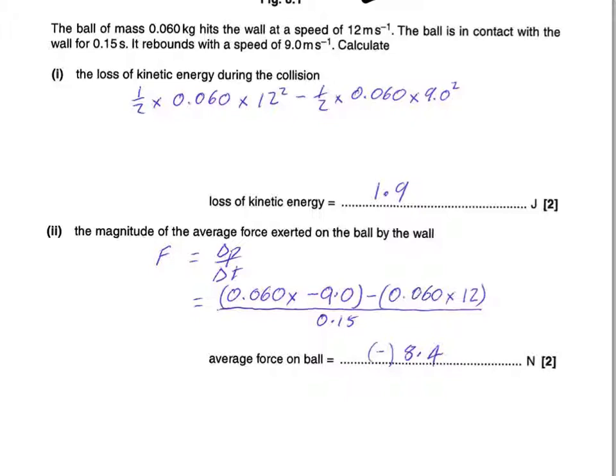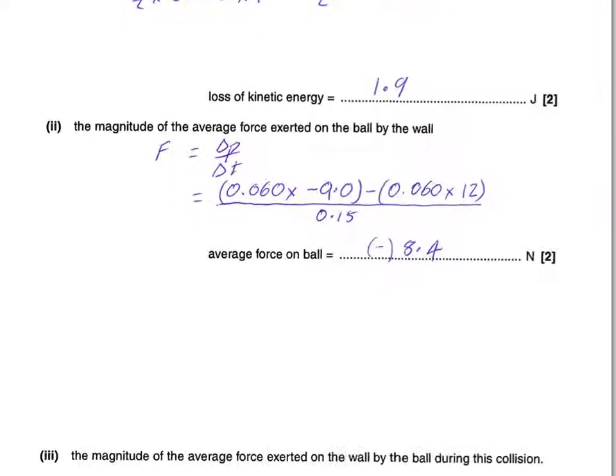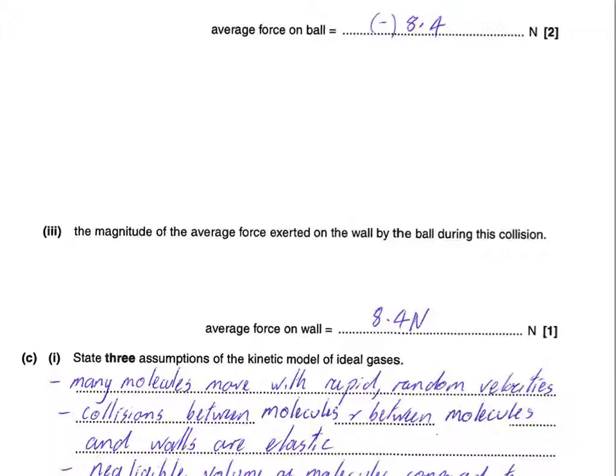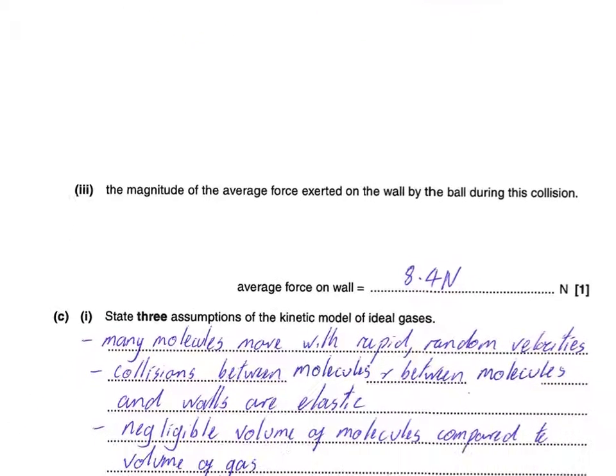0.15, so that gives me the rate of change in momentum, and rate of change in momentum is force, Newton's second law. So that gives me average force on the ball of minus 0.84. However, the question actually asked me for the magnitude, so that minus isn't strictly needed as part of the question. The magnitude of the average force on the wall by the ball, Newton's third law, 8.4 newtons.